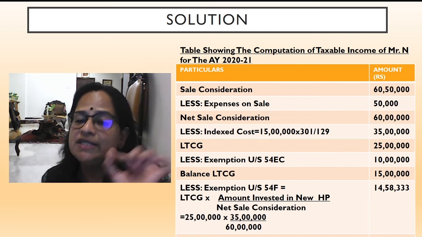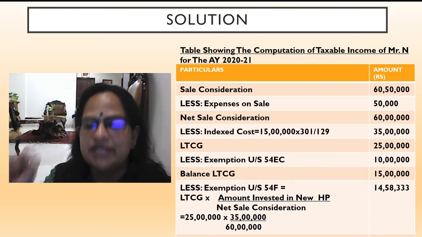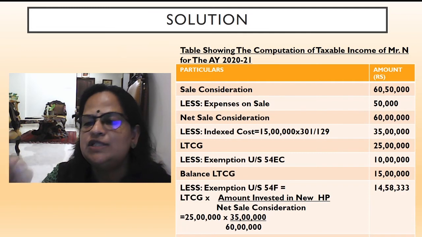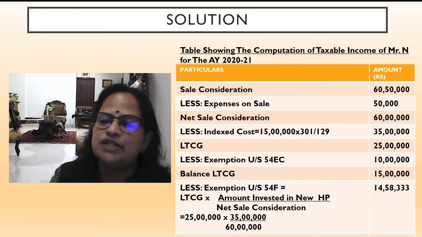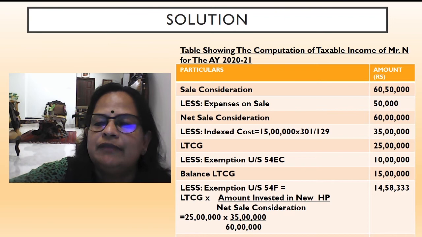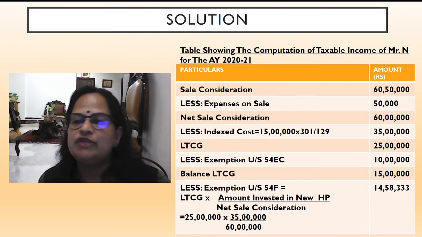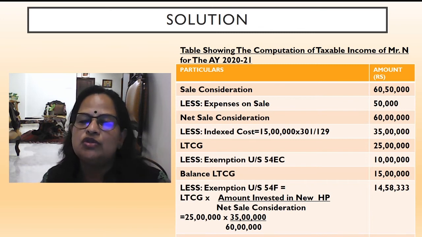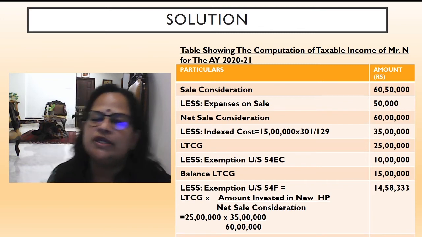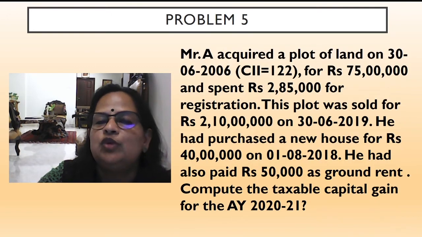Less exemption under section 54EC, National Highways Authority of India. Whatever he has invested, 10 lakhs. Balance LTCG is 15 lakhs. Now, he has not invested the full amount, so he has to calculate the proportionate value. Proportionate value, I told you how to calculate. 25 lakhs into 35 lakhs divided by 60 lakhs. 25 lakhs LTCG value is there in the solution, 35 lakhs is given in the question, and 60 lakhs is the net sale consideration. So the taxable LTCG you will get.